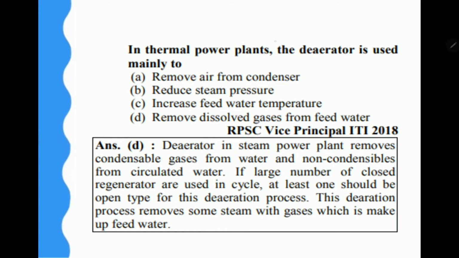In a thermal power plant, the deaerator is used mainly to remove dissolved gases from the feed water. Let's check this explanation. Deaerator in a steam power plant removes condensable gases from water and non-condensable gases from circulated water. If a large number of closed regenerators are used in a cycle, at least one should be open type for this deaeration process. This deaeration process removes some steam with gases, which is make-up feed water. So this process is very important, and also this will improve the life of a thermal power plant.